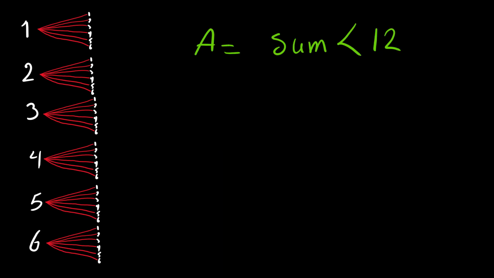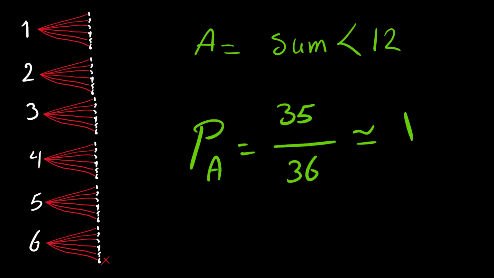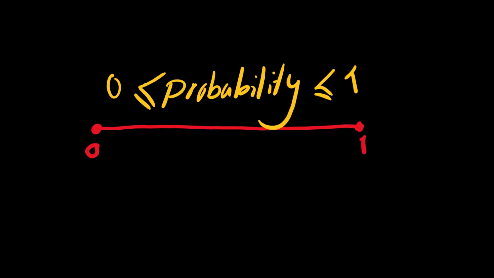Let's check another condition. What is the probability that the sum of 2 numbers is less than 12? The only case that doesn't have this condition is the last one. So there are 35 possible outcomes, and the probability is very close to 1 in this case. Probability is a number between 0 and 1.